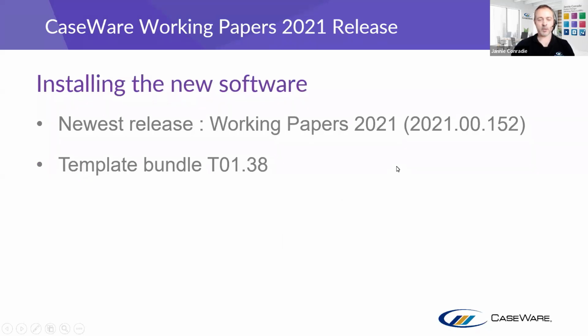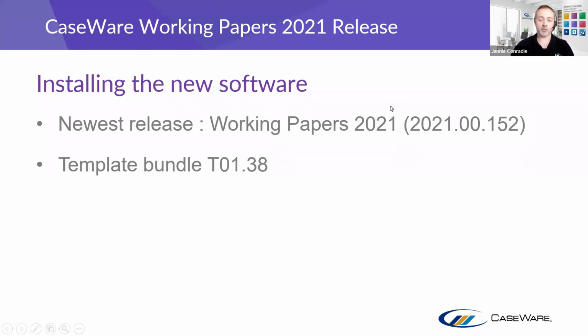Right. Okay, so installing the new software. We have released Working Papers 21, and the version number for that is 21.00.152. It is quite important, well, not so much important, but when you speak to our support staff, they might ask you the exact release version, because we do have international clients that might be on another version. But our UK version that we release supporting is 21.00.152. And then we also released the template bundle TO138, and that goes to Working Papers 21.